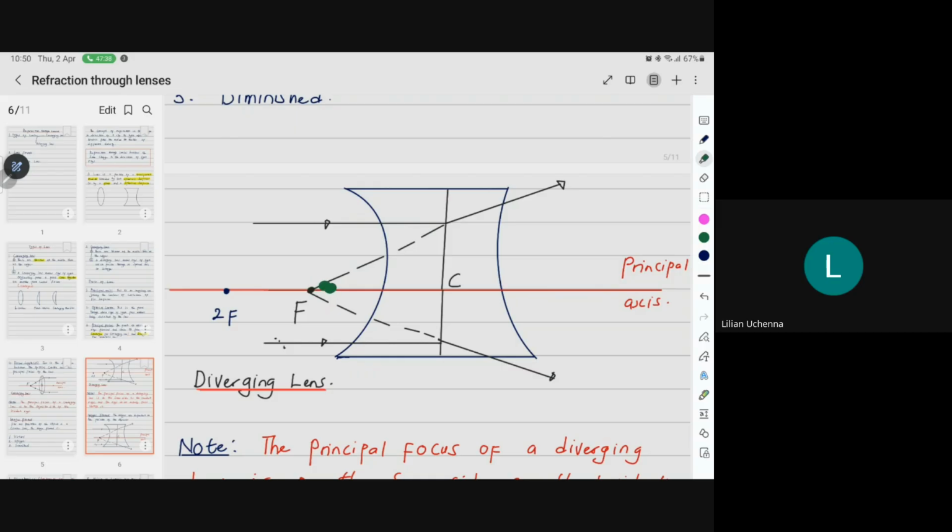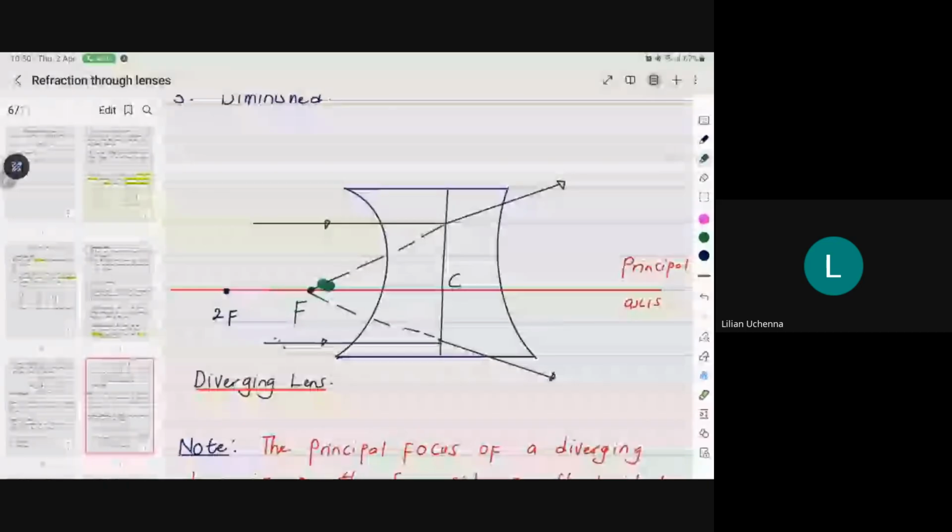But for the convergent lens, the case was different. For the convergent lens, the ray was entering from this side, and the principal focus was on the other side of the lens. Okay. But for your divergent lens, what happens at this point is that the incident ray comes through from the same side, and the principal focus is also on that same side. And that is why the rays of light end up spreading out or diverging, as the case might be.